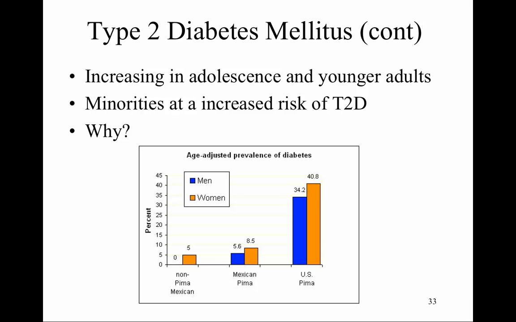The same is true in the African American population. There are a lot of factors involved, but the incidence of diabetes back in Africa is much lower than it is here, for example. So again, it's an environment by genetic background interaction.